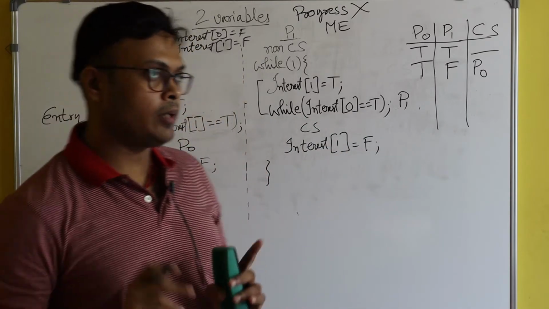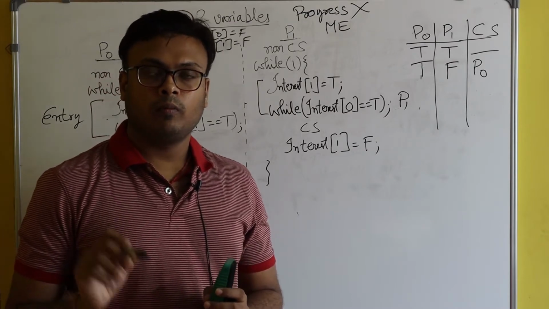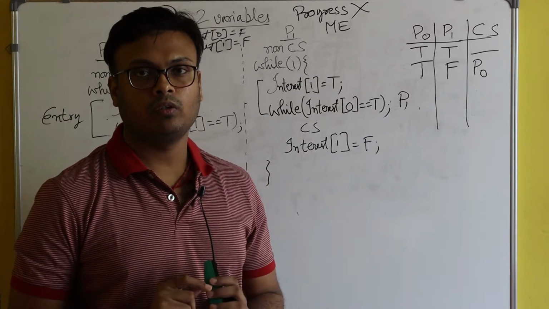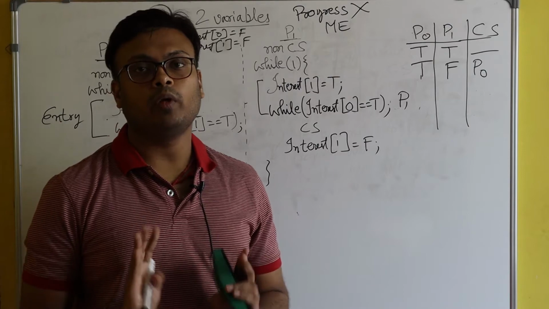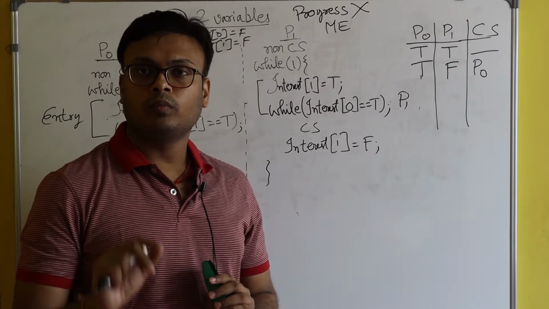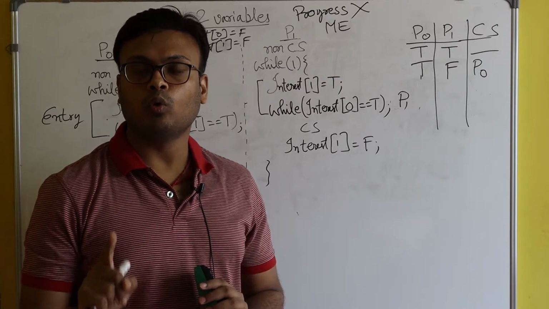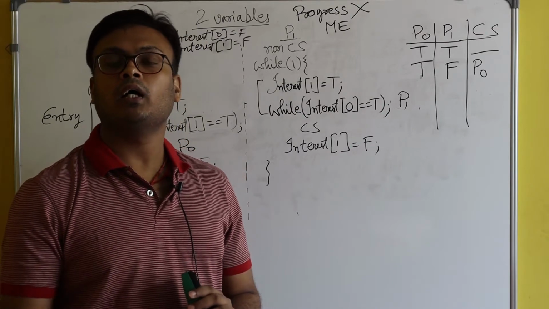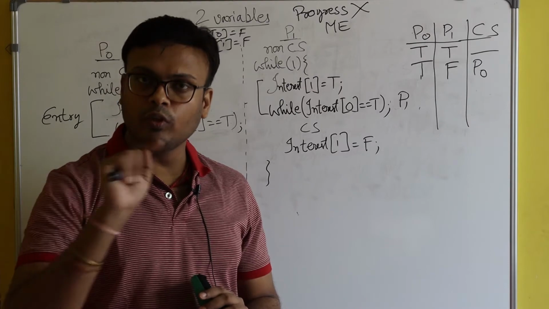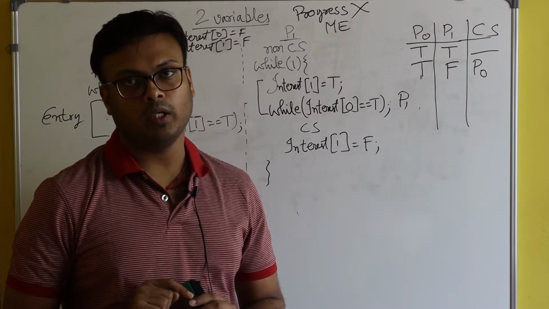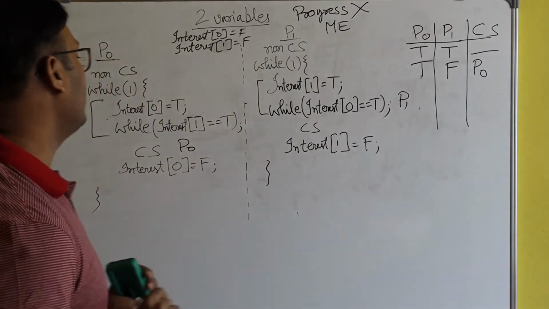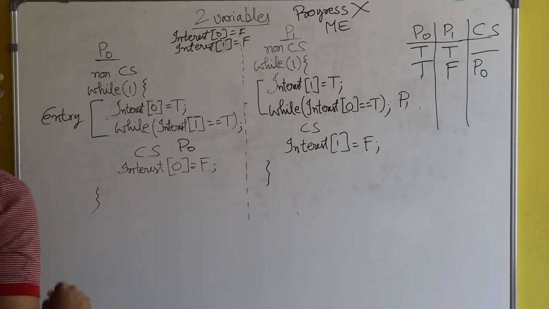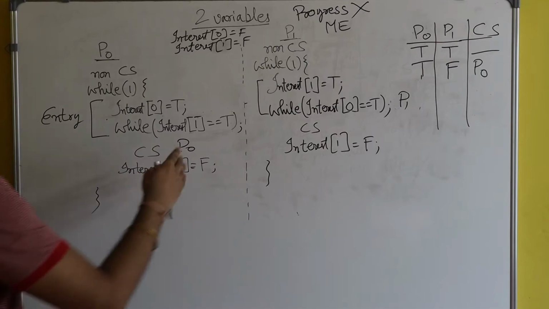Again I tell you. Suppose you and your friend both want to enter a house. Both are interested to enter the house. So you can enter the house only if your friend is not interested to enter, or vice versa, your friend can enter only if you are not interested. So these things are happening here. P1 is stuck in the while loop while P0 is already inside the critical section. It means mutual exclusion is there.